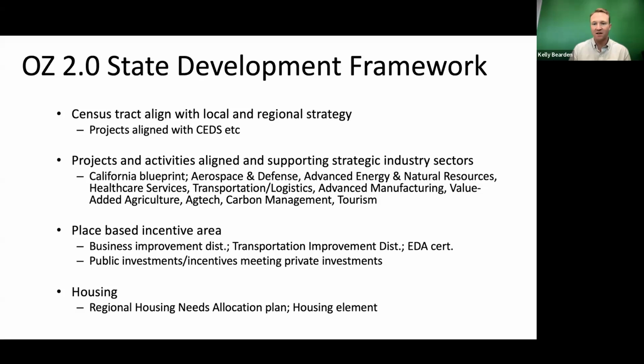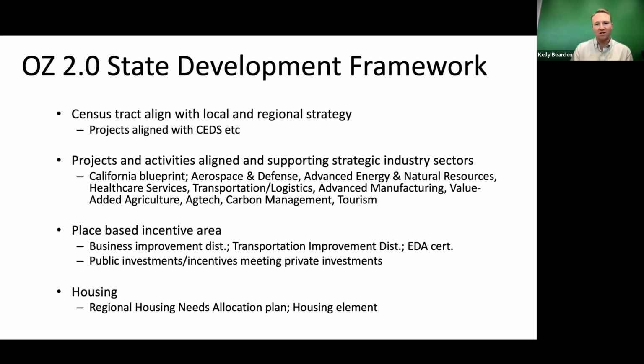The county has a SEDS through the Kern Coalition. If you are located within a city, each individual city may have a SEDS as well. We are looking for areas in which the county SEDS, the city SEDS, the state SEDS, Comprehensive Economic Development Strategy, my apologies, have alignment.